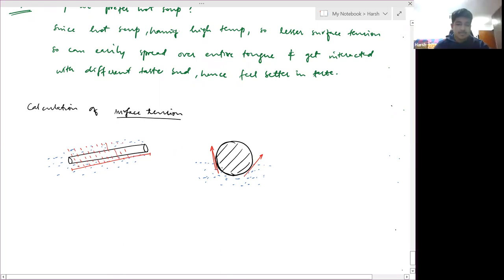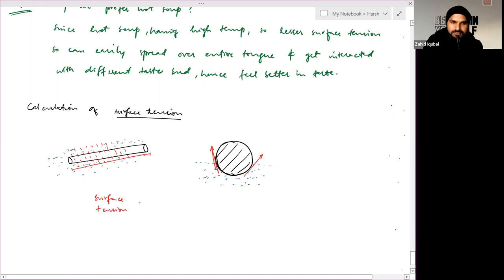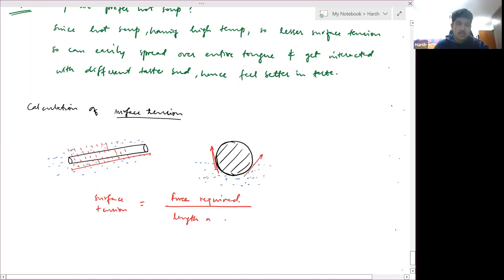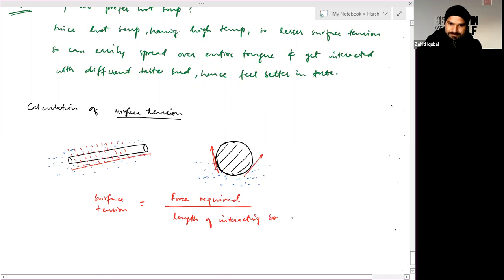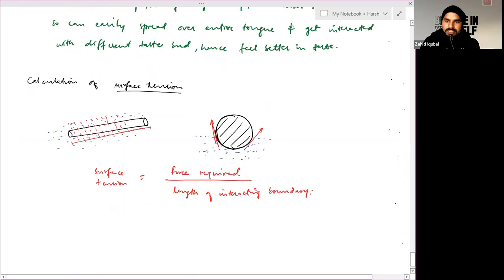Yes. So experimentally, it was calculated using this concept. So surface tension equals the force required to uplift this particular object divided by the length of the interacting boundary. So it is nothing but force per unit length.